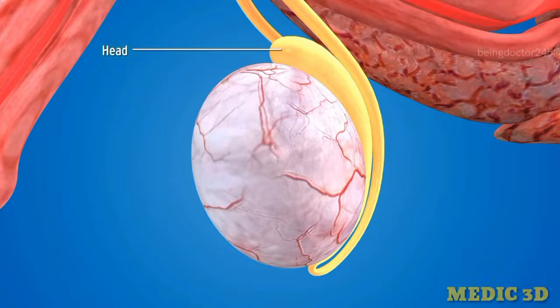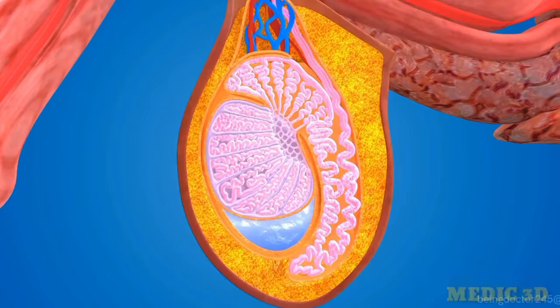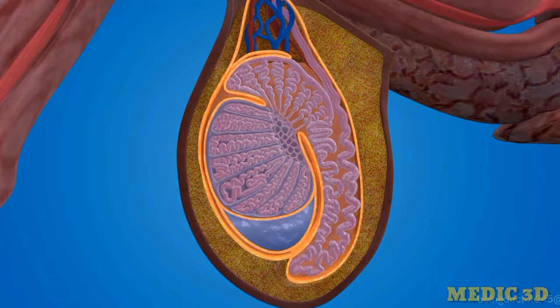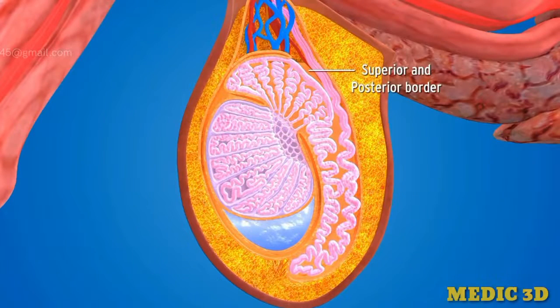The head of the epididymis receives and stores sperms released from the seminiferous tubules of the testis. The sperms in the epididymis undergo maturation and travel through the tail of the epididymis into the vas deferens. The testis is enveloped by a double-layered membrane known as tunica vaginalis, except at the superior and posterior border where the spermatic cord and epididymis adhere to the testis.